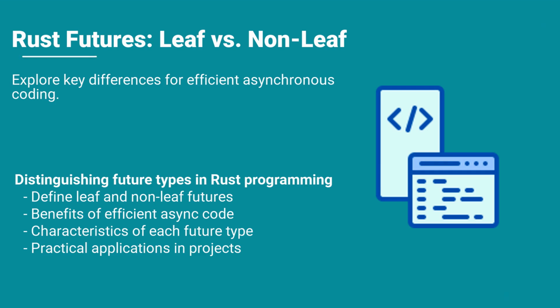When diving into the world of Rust futures, understanding the distinction between leaf and non-leaf futures is crucial. It's this understanding that enables us to write more efficient and organized asynchronous code. Today we'll explore these two categories, their characteristics, and how we can utilize them in our projects. So far we've learned about Rust futures and their role in asynchronous programming, their classifications, and the architecture of async runtimes. Now we will cover the specifics of leaf and non-leaf futures, their implications, and how they function in Rust.